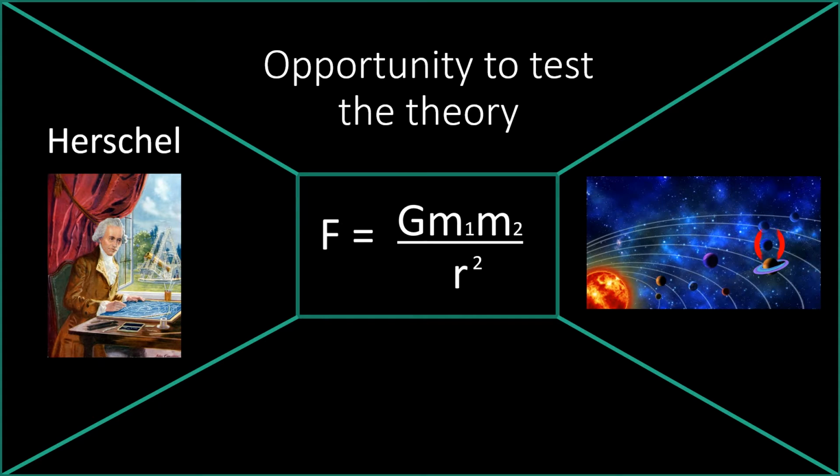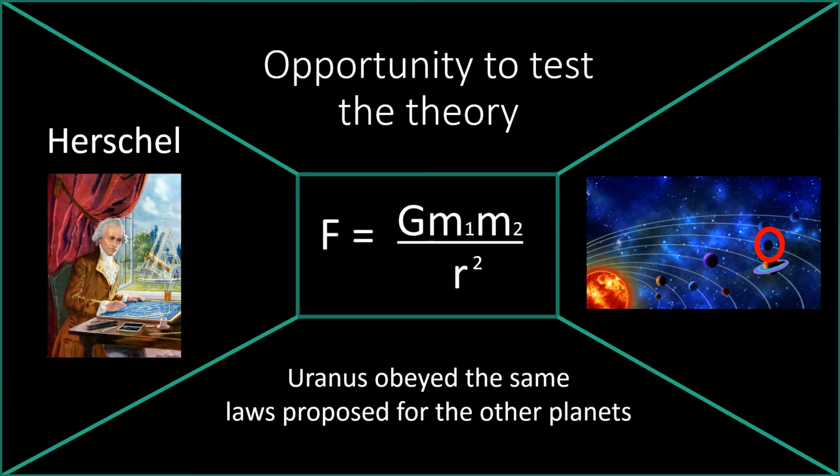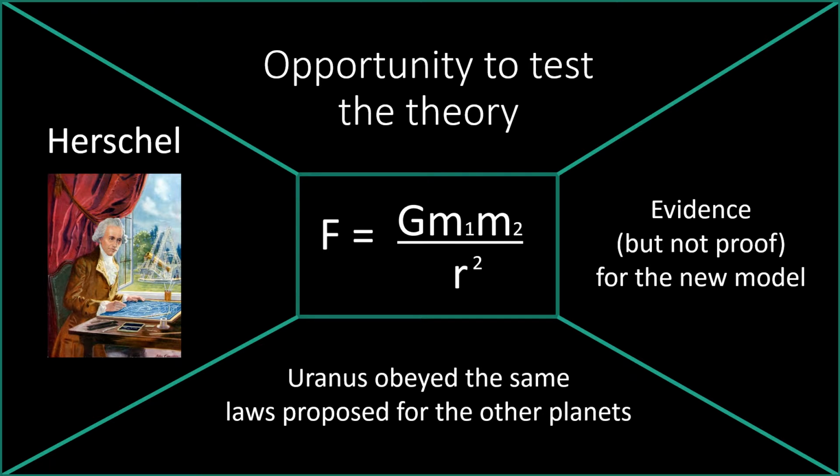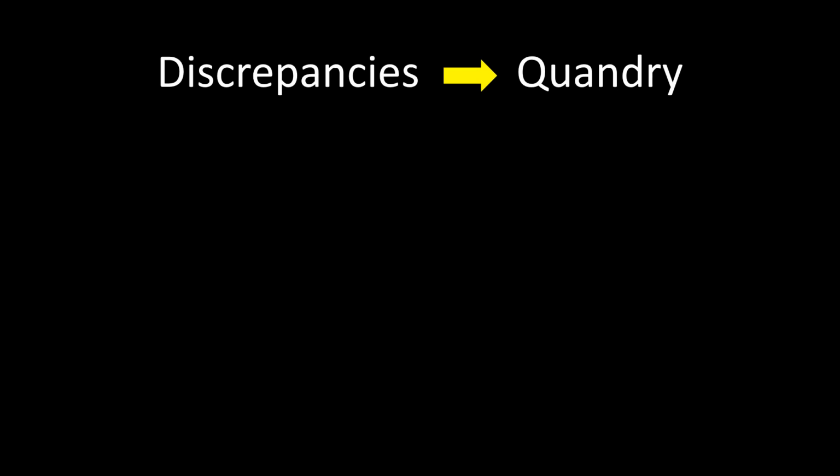An opportunity to test the theory came when Sir William Herschel accidentally discovered the planet Uranus in 1781. Astronomers tracked the new planet and discovered that it obeyed the same laws proposed for the already known planets, providing the first new supportive evidence, but not proof, for the new model. But over the following years, more precise observations showed a discrepancy between theory and experiment, leaving astronomers in a quandary.